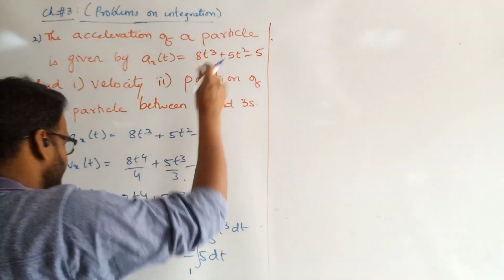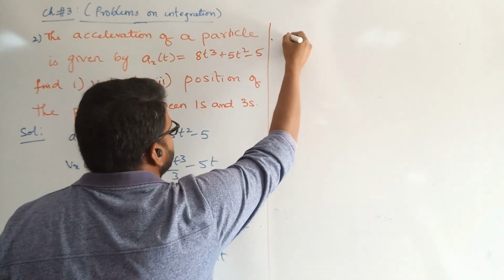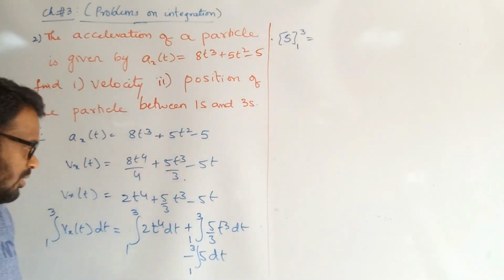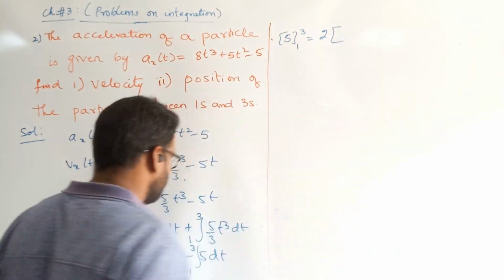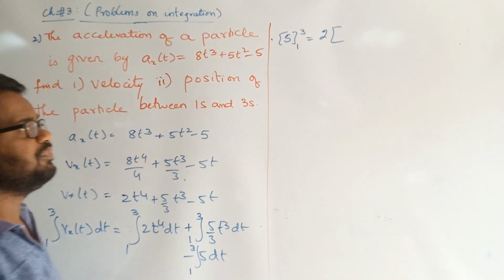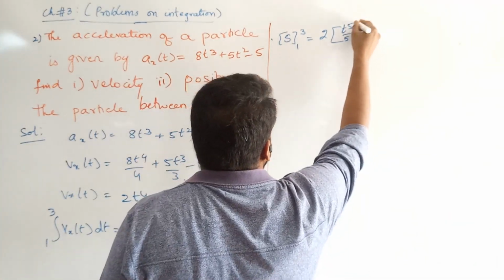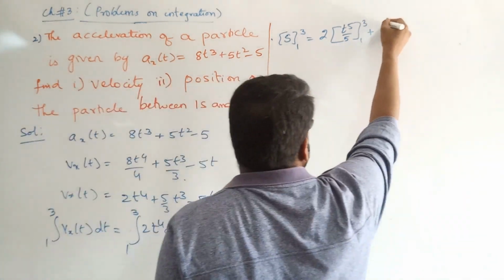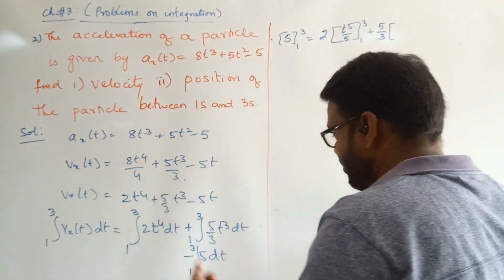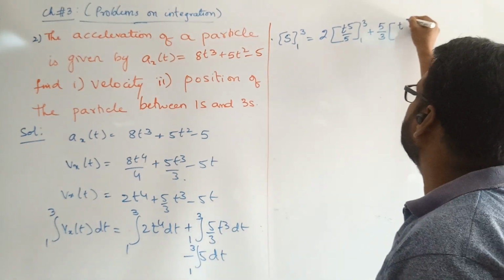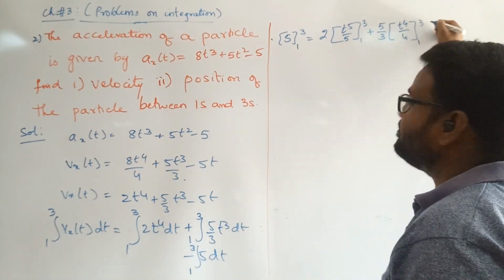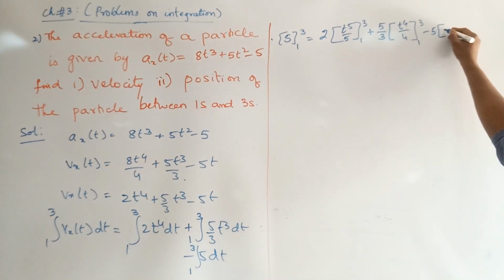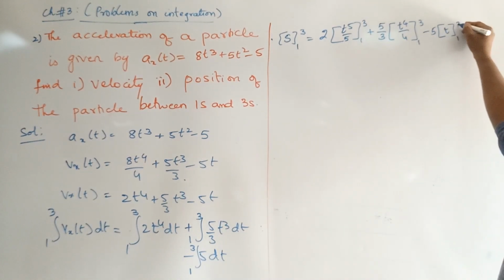Now, integration of vx dt gives rise to displacement from 1 to 3 seconds, which is equal to 2 coming out of the integral, 2 times integral of t^4 dt, which is t^5 by 5 from 1 to 3, plus 5 by 3 coming out, integration of t^3 dt given as t^4 by 4 from 1 to 3, minus 5 coming out, integration of dt gives t from again 1 to 3.